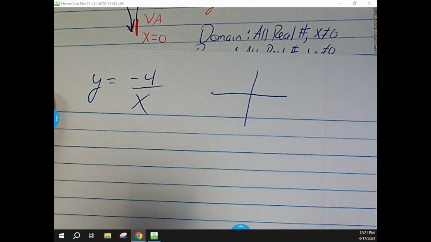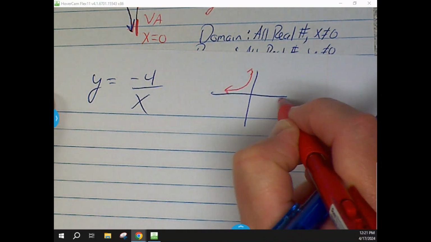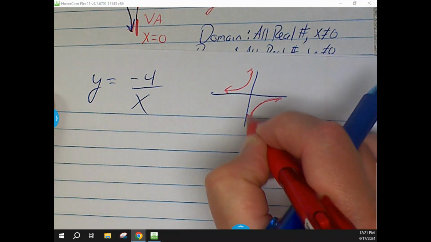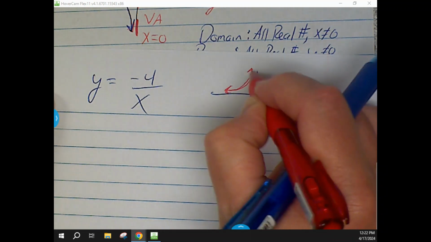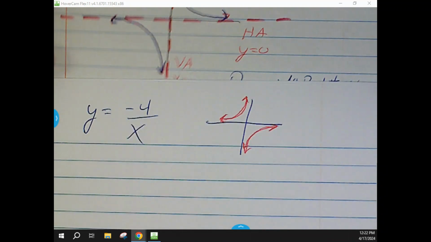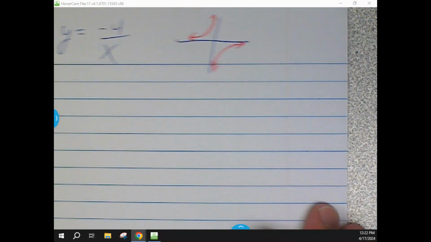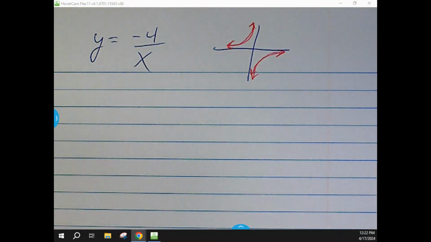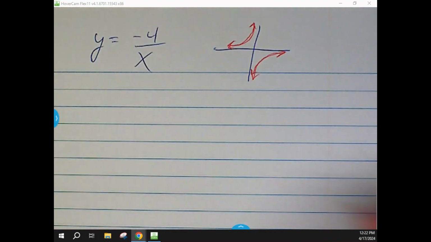If we do -4, it's going to be here and here. Okay, so positive, it's those two corners. If it's negative, it's the other two corners. And that's all you've got to remember as we're doing these. So if it's just a number over x, if that number is positive, it's those two corners. If it's negative, it's those two corners.